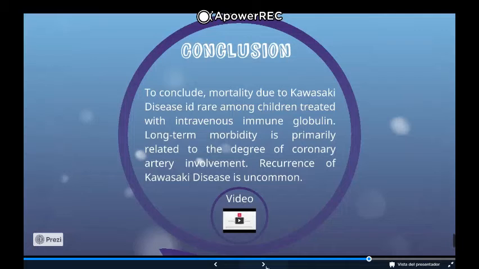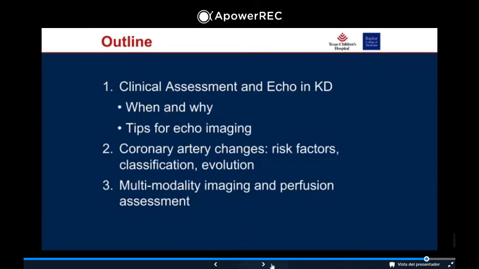Conclusion. To conclude, mortality due to Kawasaki disease is falling among children treated with intravenous immunoglobulin. Long-term morbidity is primarily related to the degree of coronary involvement, and to integrating our multimodality imaging choices and perfusion tools over time.